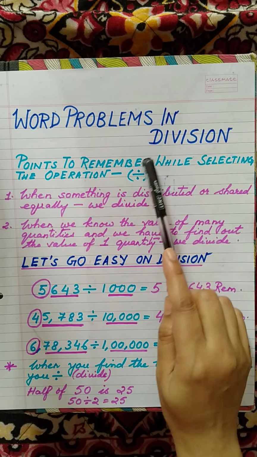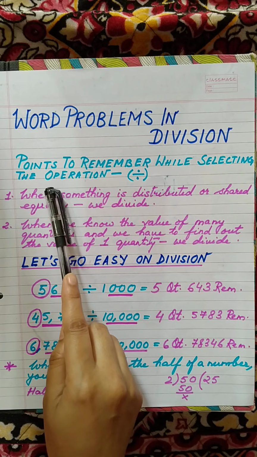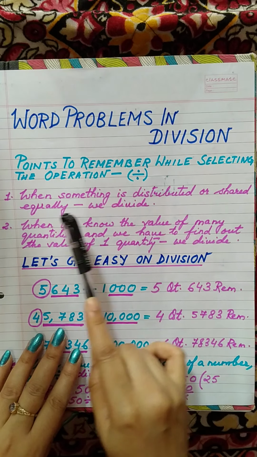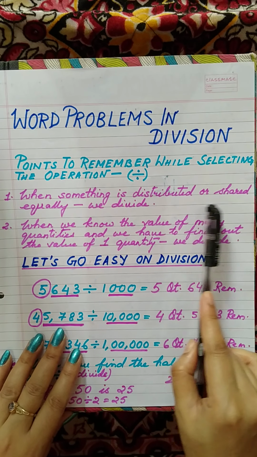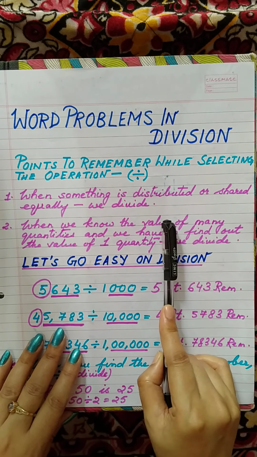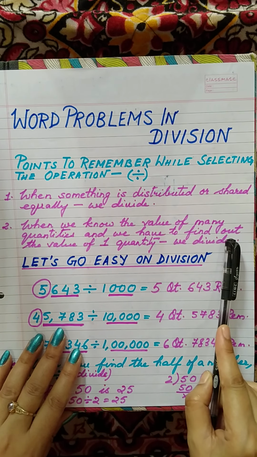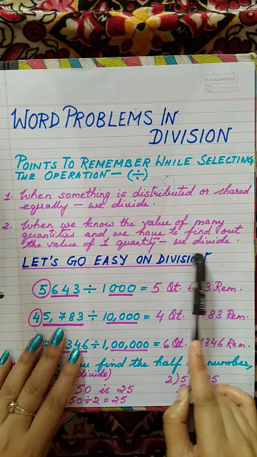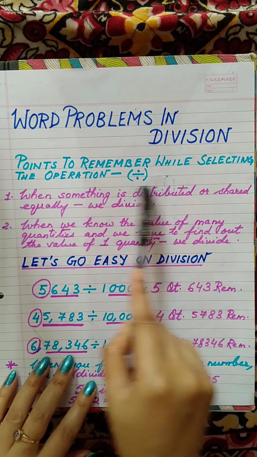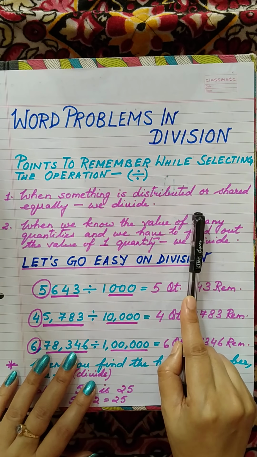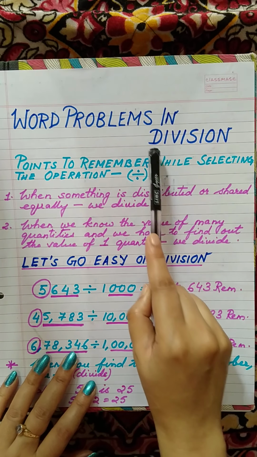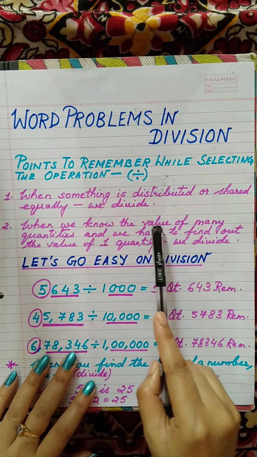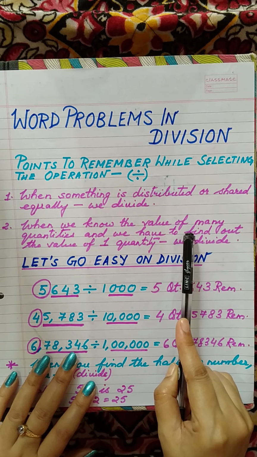Now we have the word problems in division. There are certain points to remember while selecting the operation division. When something is distributed or shared equally, we divide. When we know the value of many quantities and we have to find out the value of one quantity, we divide. So if you find these points in a sum, you know the sum indicates division. So we select the operation division there and solve the word problem with the help of the statement.